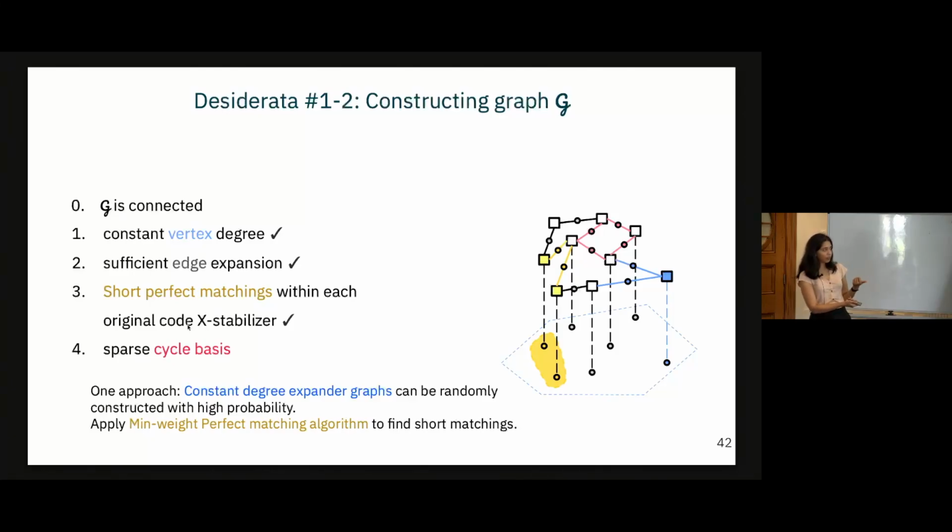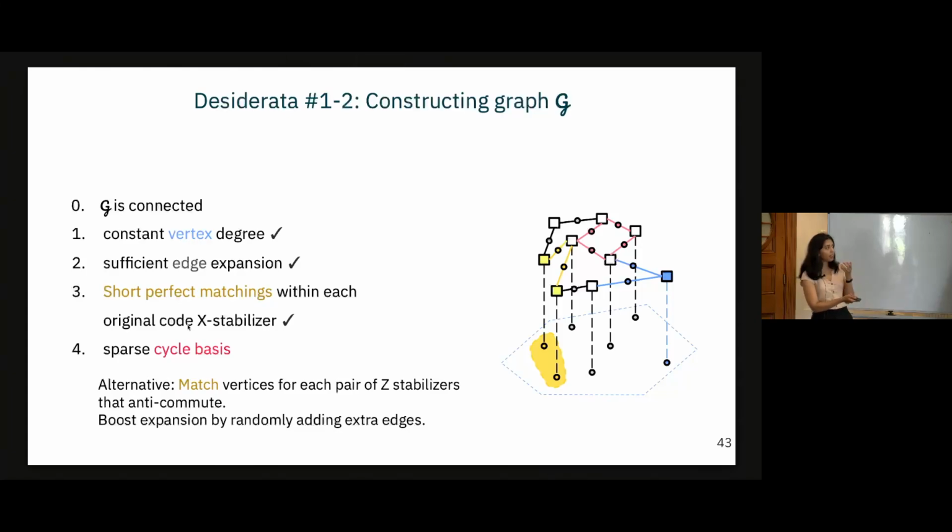But this is good for proof purposes, that you can construct a graph, but it's not really that useful in practice. So when we began constructing graphs for any LDPC code, what we did was we just began pairing up any vertices that were triggered by any X stabilizer that anticommuted. So if you pair up vertices, we definitely have matched them, and we've ensured stabilizers commute. But to boost the expansion, you can do it many ways. You can just paste a known expander on top of your graph, or what we did was just add random extra edges and check the distance of the code. So this ends up being useful in practice.